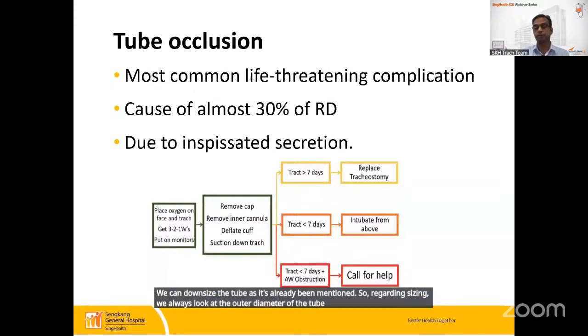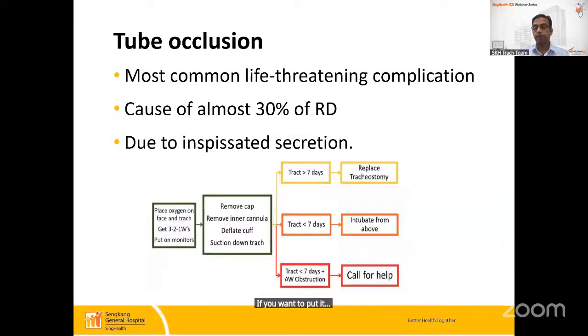For example, if you want to put a Shiley 6 and you want to change from Portex 7 to Shiley 6, what we need to know is what is the outer diameter of Portex 7, and then see whether it is within the frame of outer diameter of Shiley 6. Okay, so the outer diameter should fit in with our new tube. Shouldn't be more than the previous tube.